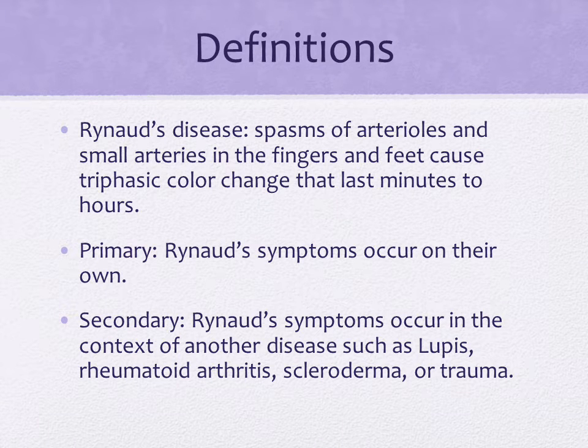So what is Raynaud's disease? It's when the spasms caused in the extremity cause color change, which is due to the loss of blood flow. And this is when the arteries constrict. I'll go over that in just a minute with a diagram. And it can last from minutes to hours.